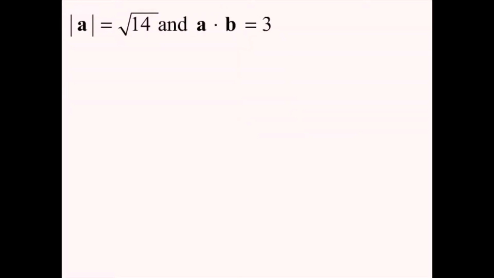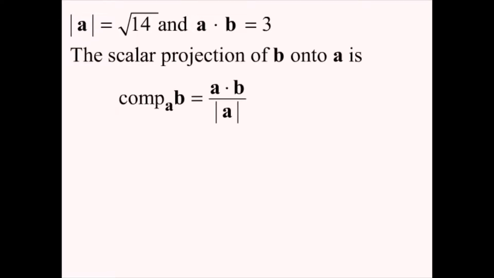Okay, so we're going to use these 2 quantities because, to begin with, our scalar projection of b onto a is given as the dot product over the length of a. So we can simply substitute in, and we find 3 over square root 14 to be the scalar projection.